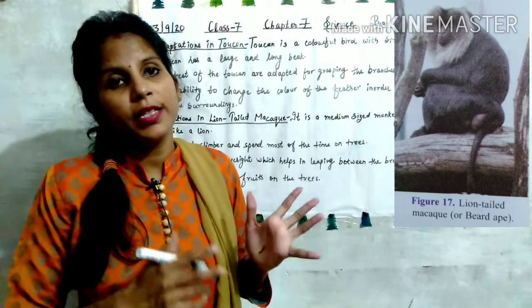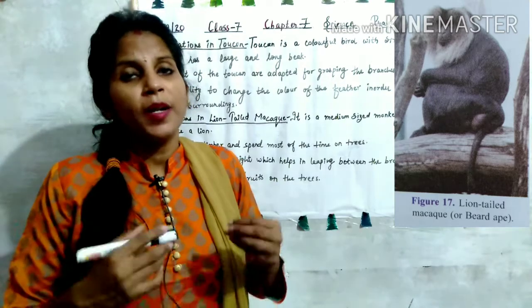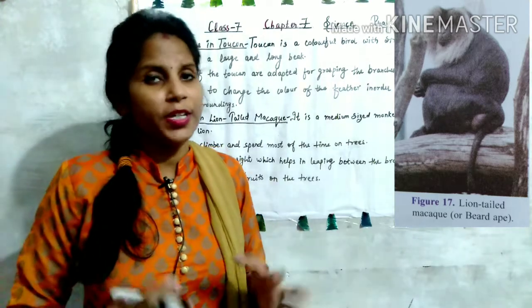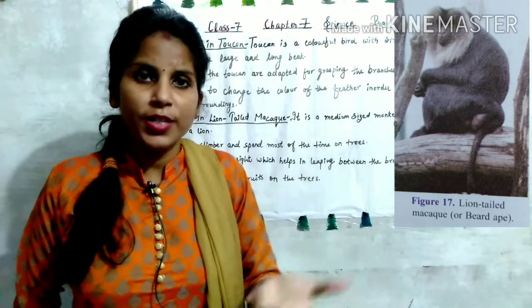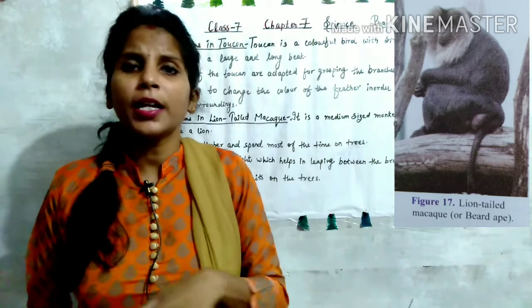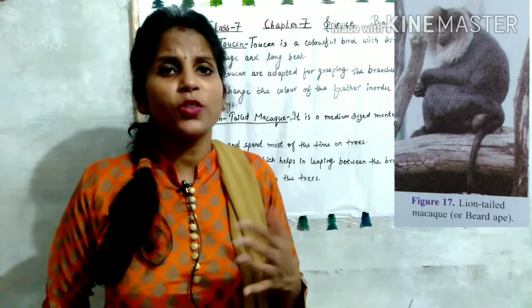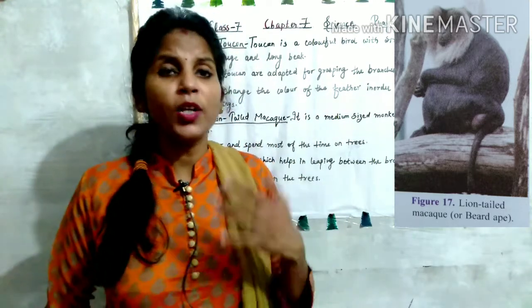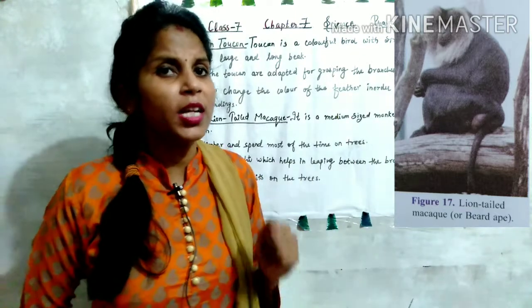The first one is a good climber and spend most of the time on the trees. So this lion-tailed macaque is a very good climber and spend most of the time on trees, because it gets most of the food item on trees like fruits, leaves, etc. So very rarely it comes on the ground to catch some insects if it is not getting the food, and it is very good climber. It can jump from one branch to other branch very easily.